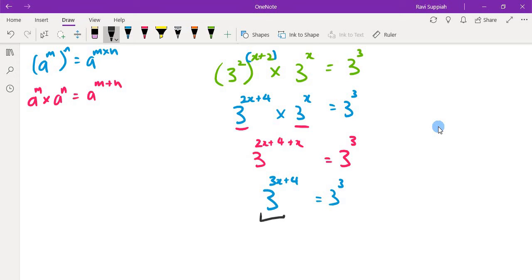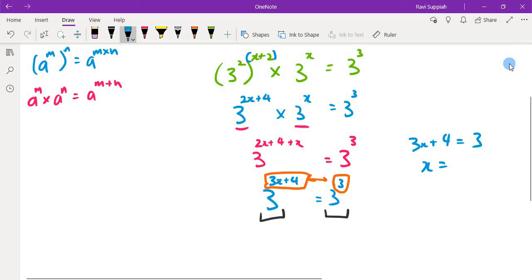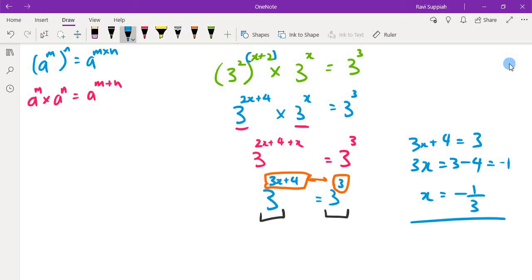Now we see that both the bases are the same, which means both the powers are the same, correct? So this term here and this term here are both the same. So we can go about solving it. Next, we're going to say that 3x plus 4 is equal to 3. So 4 bring over, 3x equals 3 minus 4, which is equal to minus 1. So x is equal to minus 1/3.